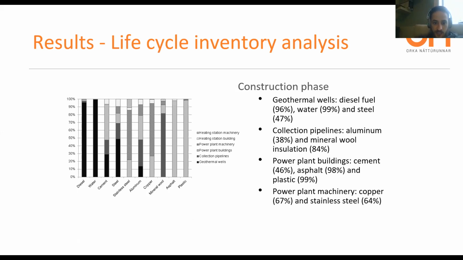When you do the LCIA, this is what we were talking about before: within the construction phase, in what phase does most of this material get used? For example, diesel. Of course it's a renewable energy plant, so it's during the drilling that almost all diesel is being used. But if you look at, for example, the asphalt, then this is within the buildings themselves, and asphalt and plastic. So you can start to identify where different components and materials are within each process.